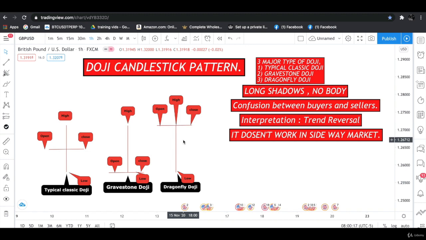And one more important thing, which I have experienced from my trading journey: the Doji candlestick doesn't work in the market when it is consolidating or moving sideways. Always look for Doji in the trending markets. So it would add an extra confluence to your trading strategy. So now let's go to the chart and find real life examples.